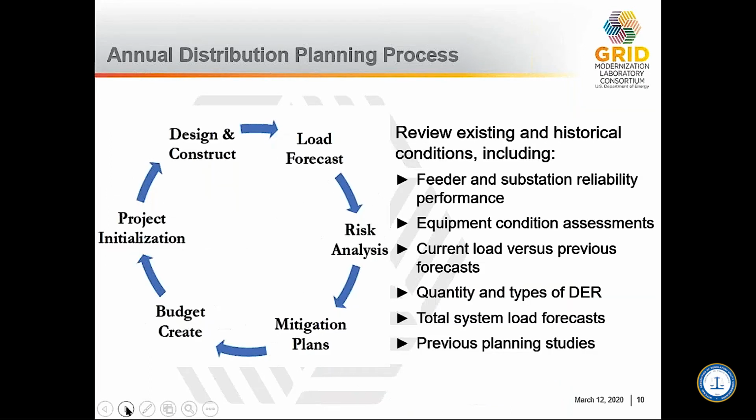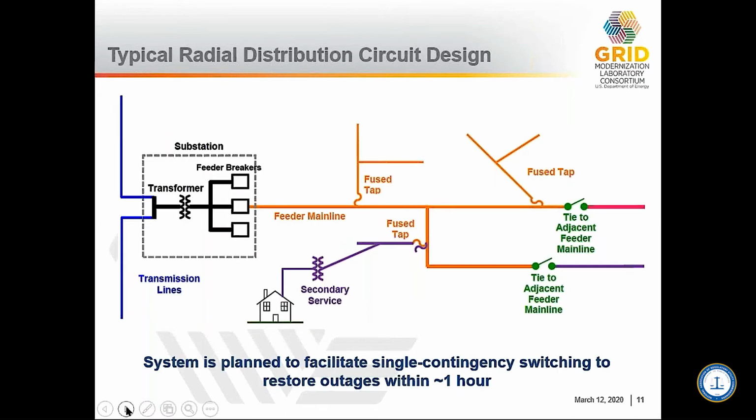So in the next couple of slides, I will walk through this cyclic annual distribution planning process, which starts from the load forecast and goes all the way to design and construction. In Xcel Energy, the process is initiated in the fourth quarter of each year using the current year estimated peak loads and the historical peak loads for the past 5 years to forecast the load, and then that goes into risk analysis and developing mitigation plans. So on the next slide, I will talk about load forecasting specifically.